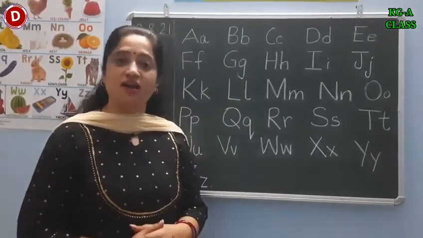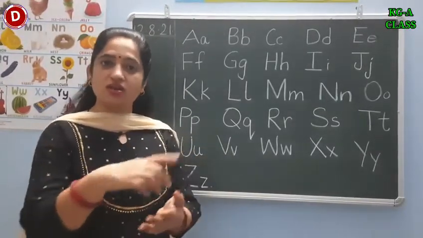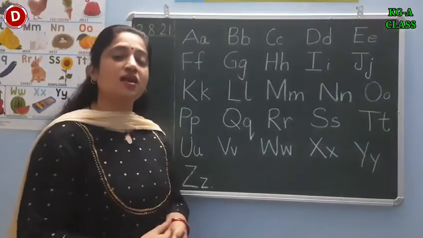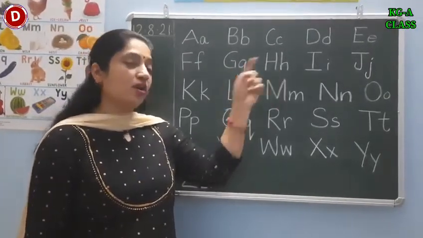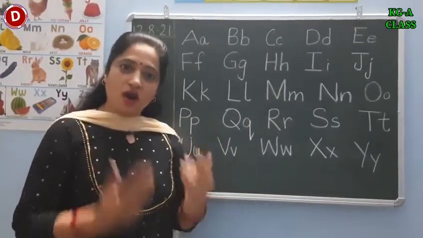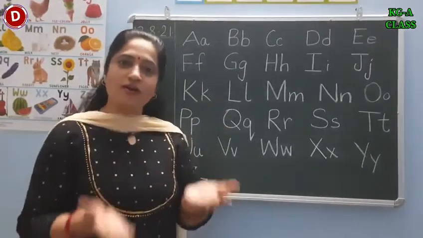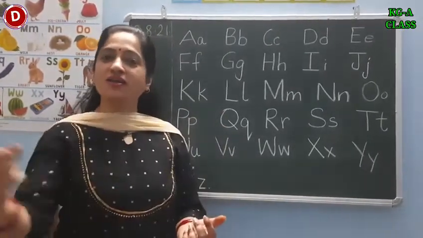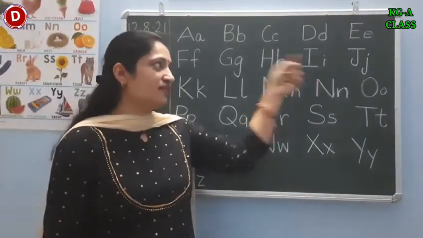G says G. The water gurgles down the drain. G, g, g, g, g. Now comes H, capital H, small h. It says H. I like to hop, hop, hop, up and down. I like to hop, hop, hop, all around. So it says H. This is capital I and this is small i.